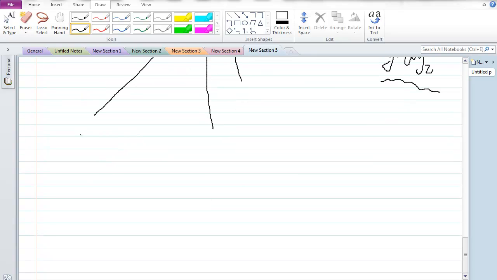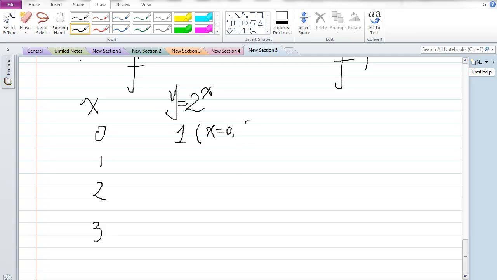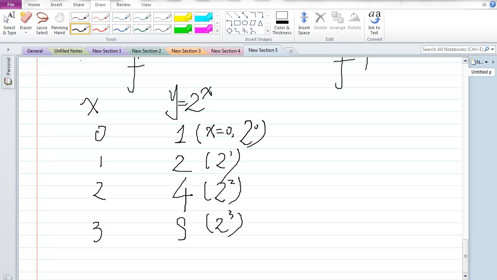Now let me tell you something more about the relationship between the original function and the inverse function. We can have x in the original function increase from 0 to 1 to 2 to 3, and we have y equals 1 if x is equal to 0, 2 if x is equal to 1, 4 if x is equal to 2, and 8 if x is equal to 3.